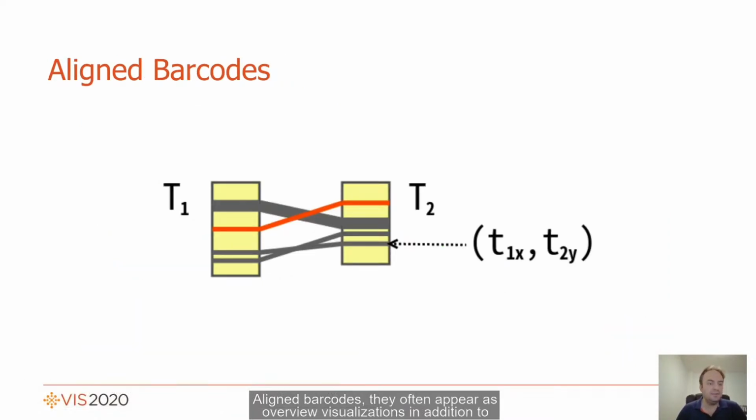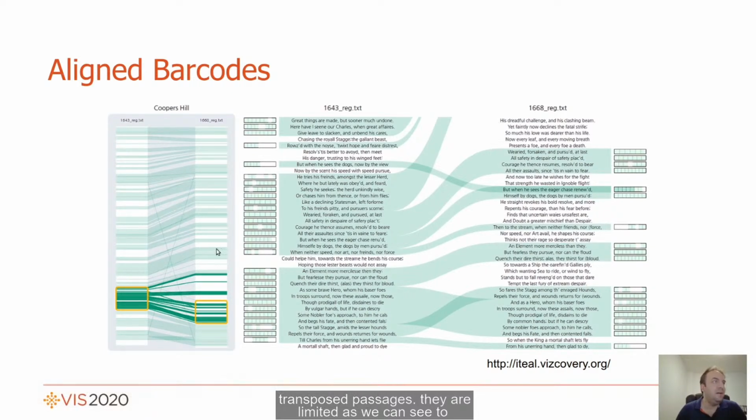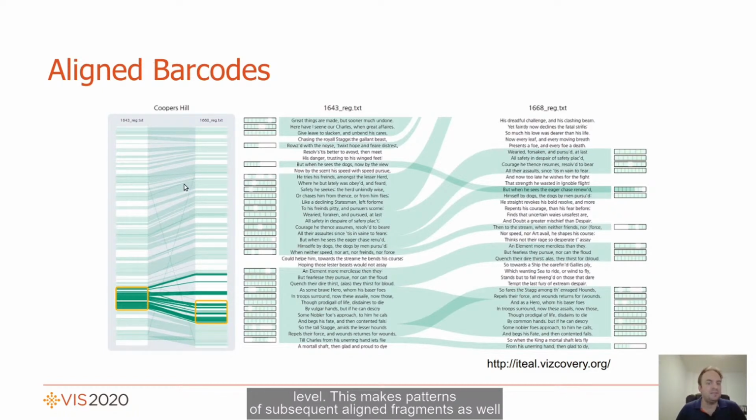Aligned barcodes often appear as overview visualization in addition to side-by-side views. They direct the user to interesting patterns of consecutive alignment units or transposed passages. They are limited, as we can see, to two text variants on line or sentence or paragraph level. This makes patterns of subsequent aligned text fragments as well as transpositions easy to spot, as we can see.